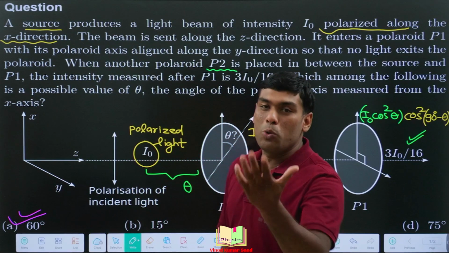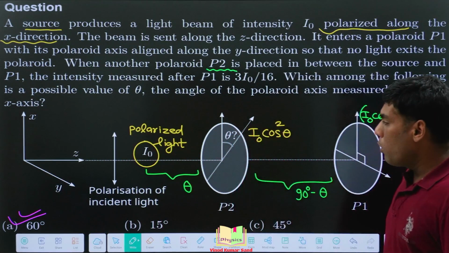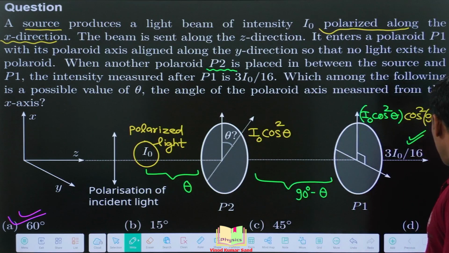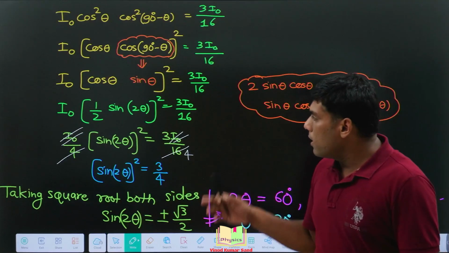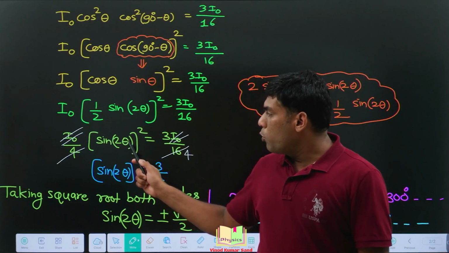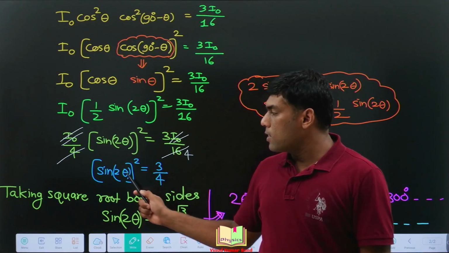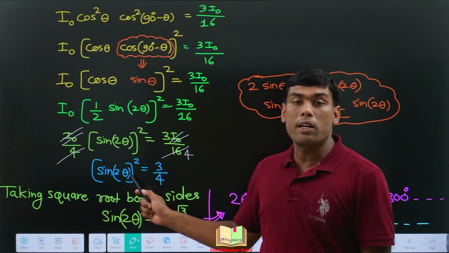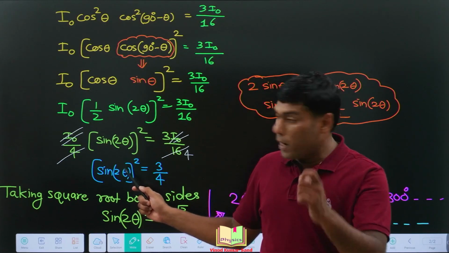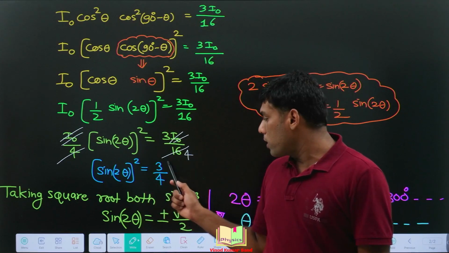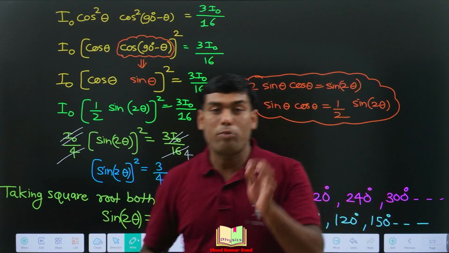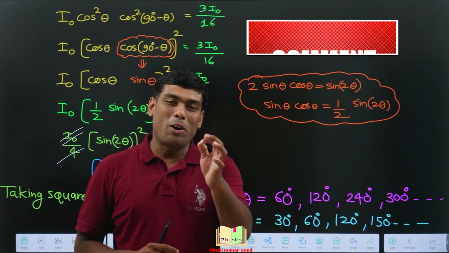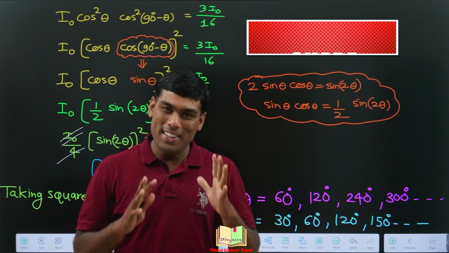Or even you can cross check it. How can you cross check the options? You put 60 degree in the calculation. So putting 60 degree here, 2 theta is 120 degree, and sin 120 degree will be what? Root 3 by 2. Root 3 by 2, you take the whole square, and the answer comes out to be 3 by 4. Since the question is single choice correct, you can check the remaining options yourself. I have checked the correct one.